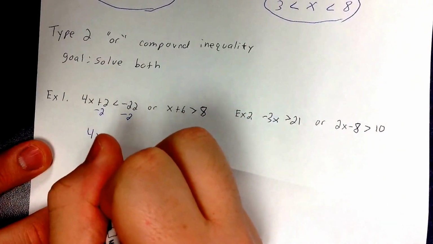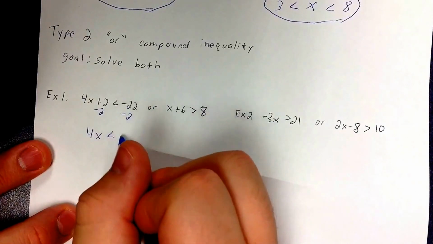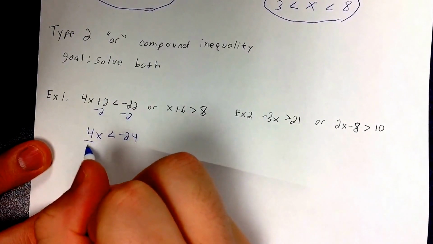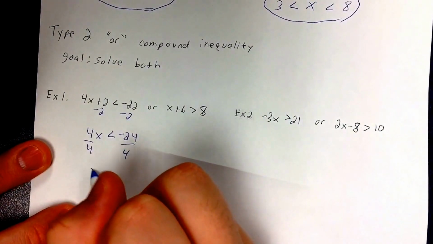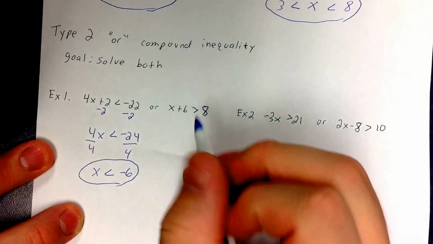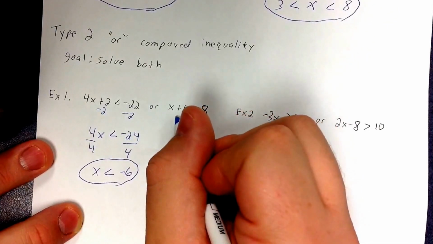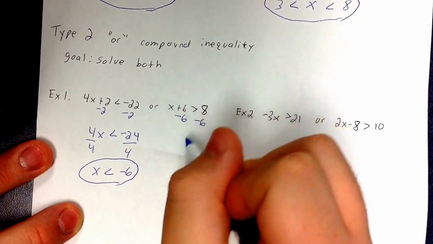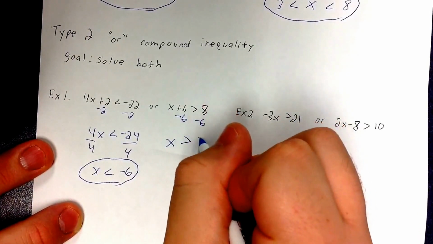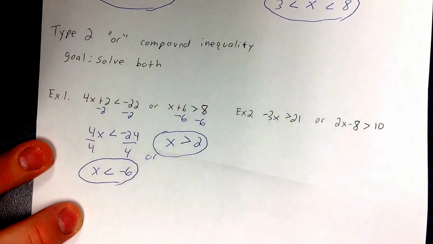So I get 4x is less than negative 22 minus 2. Sign's the same, so I add and keep the sign. So negative 24. Then I've got to divide both sides by 4. So I get x is less than negative 6. Then I go over here to this one. X is not by itself because it's being plus by 6, so the opposite of plus 6 is minus 6. So I bring down the x, greater than 8 minus 6 is 2. So I've got two inequalities there.